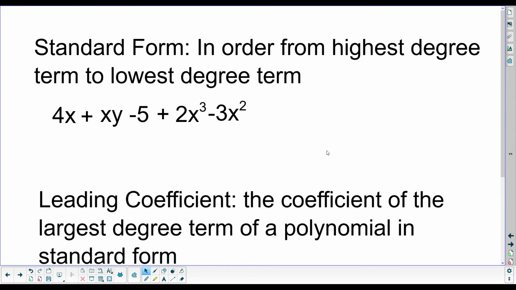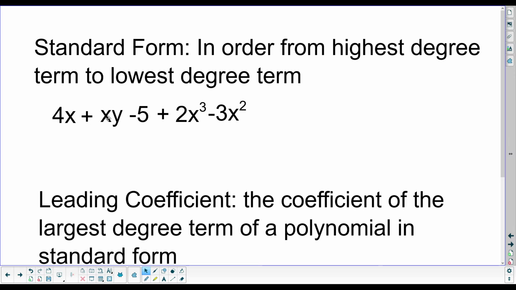And then the last thing we'll talk about is what's called standard form. Standard form just simply means that when you write out all the terms, you put them in order from largest degree to smallest degree. So here we have a polynomial with 1, 2, 3, 4, 5 terms. Okay, so a polynomial with 5 terms.